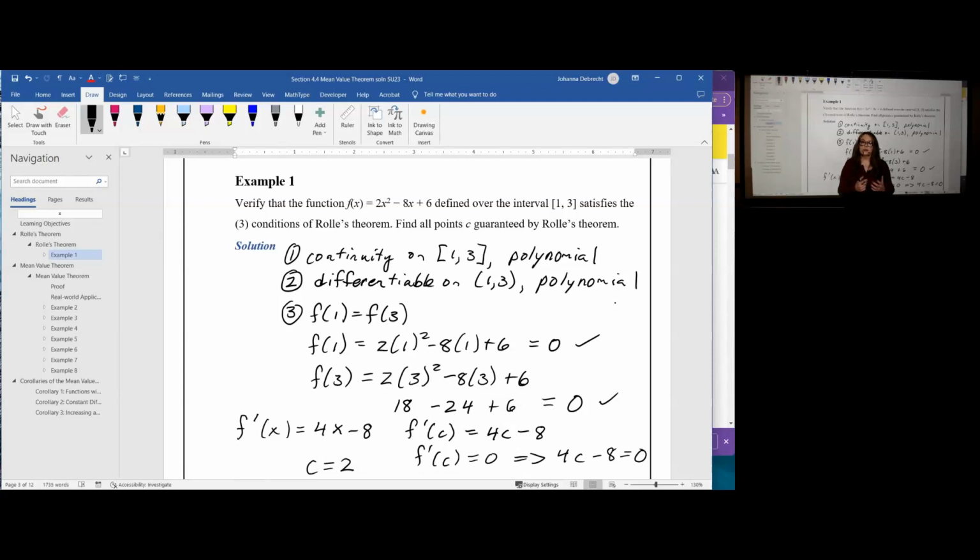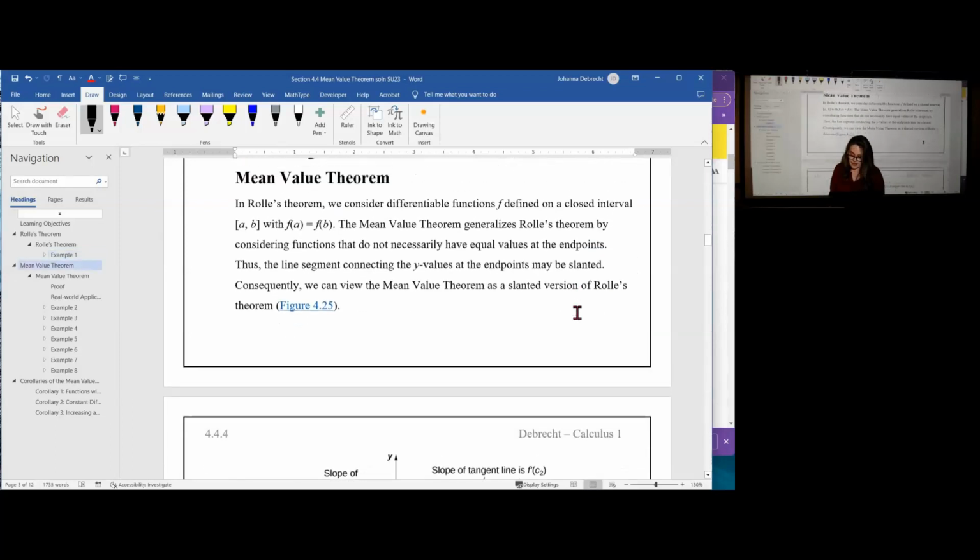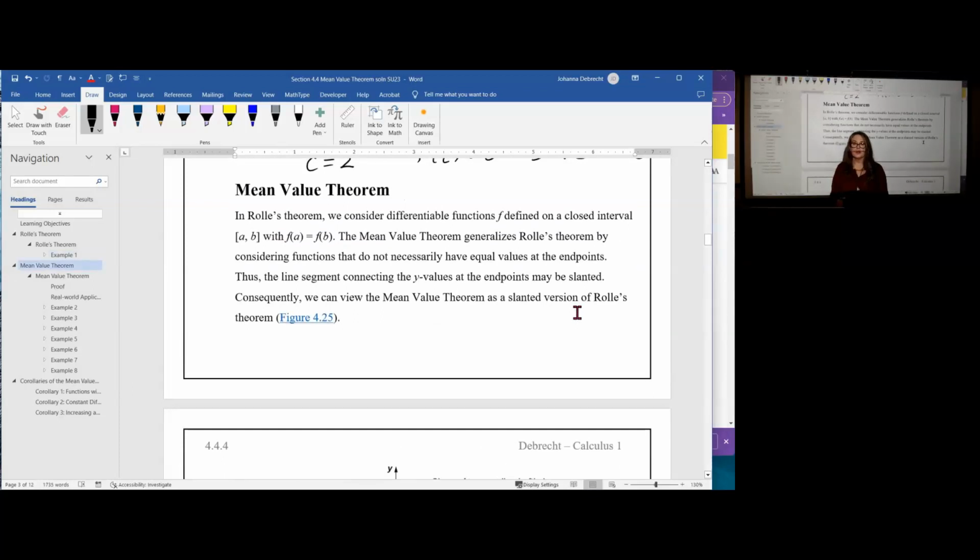We don't know whether it's a maximum or minimum. We'll be studying that more in depth in the next section, where we look at the first derivative and second derivative test. Let's now move on to the mean value theorem. I didn't actually prove Rolle's theorem for you, but you can find the proof for it in the textbook.